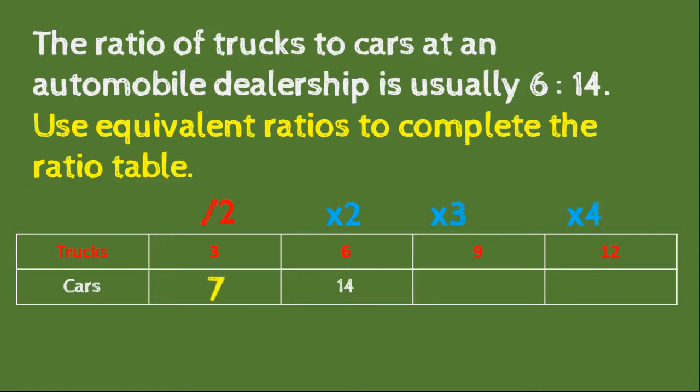So if 6 divided by 2 is 3, 14 divided by 2 is 7. And now we can just focus on this column. 3 times 2 is 6, 7 times 2 is 14, and then we can keep going, and 3 times 3 is 9, 7 times 3 is 21. We can keep moving on to the last column, and 3 times 4 is 12, in the same way that 7 times 4 is 28. And that's how we complete our table.